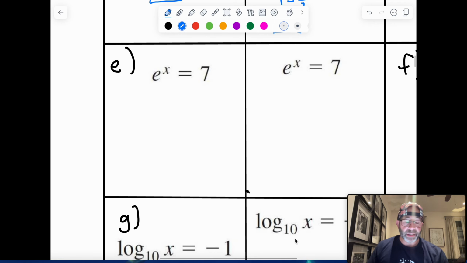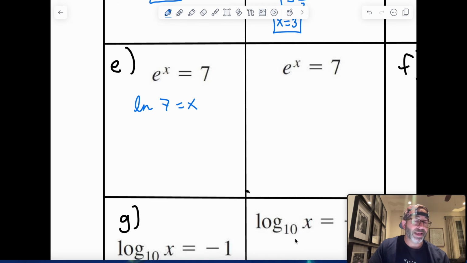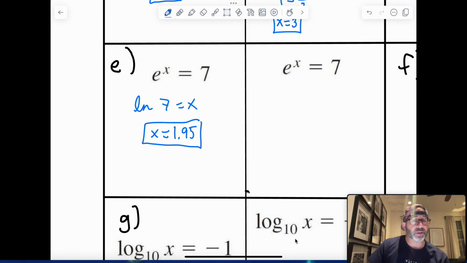Take a look at letter E. This is one I split up, but I wanted you guys to think about it. Is there possibly a second way you can do this? Yes, but I'll show you both ways just for the heck of it. So the variable's in the exponent, let's convert it to log. So we're going to have natural log, base of e, 7 is equal to x. We don't normally write this e that's in here because it's actually redundant since natural log's base is always e. That means natural log of 7 is going to be our value here. So let's go ahead and put in natural log 7, we get that x is equal to 1.95. I'm just going to go to 2 decimal places.